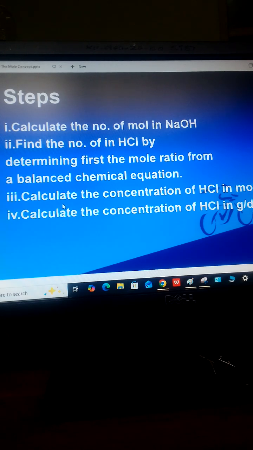Then number 3, you calculate the concentration of the acid in moles per liter. That is the molarity of hydrochloric acid. And finally, you will be able to calculate the concentration of hydrochloric acid in grams per liter.